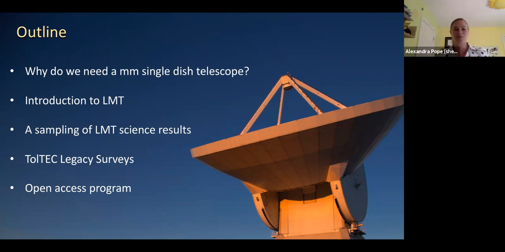Okay, so I'll start with a brief motivation of why we need a millimeter single dish telescope. I'll provide an introduction to the LMT for those who don't know. We'll provide a sampling of LMT science results to give you a flavor of what sorts of things you can do with the LMT. We'll talk about 2 open access opportunities. So first is the Toltec legacy surveys. So Toltec is a new camera, which we'll tell you about, and those legacy surveys data will be public.